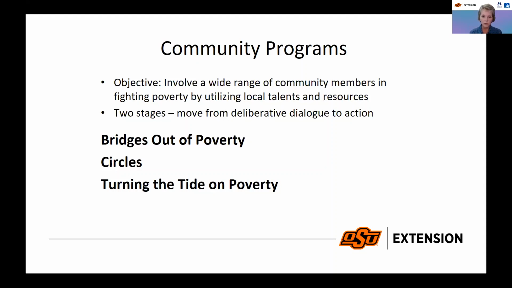So if you want to know more about these opportunities, you could reach out to your local extension office. Every county in Oklahoma has an extension office. So if you need help with that, feel free to contact Kathy or myself, and we would be happy to point you in the right direction.